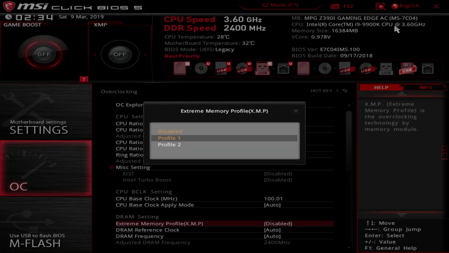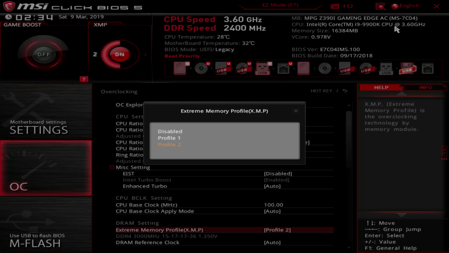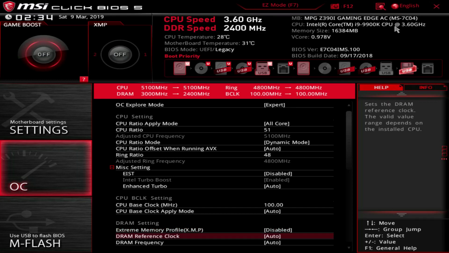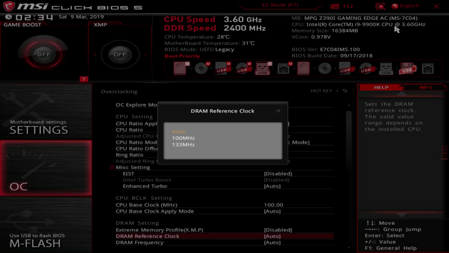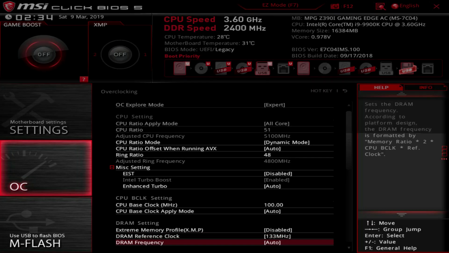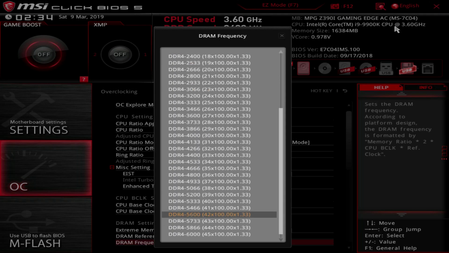Next, we get extreme memory profile. You can choose the XMP for your memory kit, depending on how many profiles your memory kit has. Next, we get DRAM reference clock. Now, at high frequencies, my experience is that locking it to 133 megahertz is better. This is basically a mid ratio between your memory clock and the BCLK. This itself has no impact on performance, but 133 megahertz does tend to give you, from like 4400 megahertz up, a more stable ratio than anything available on the 100x ratio.